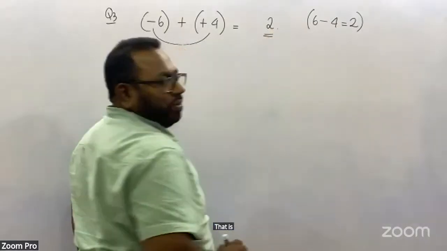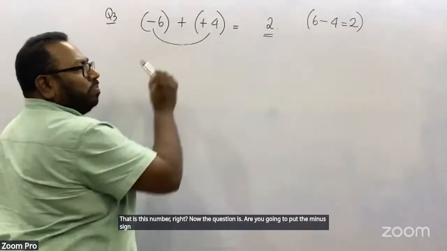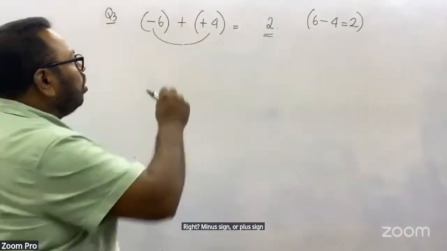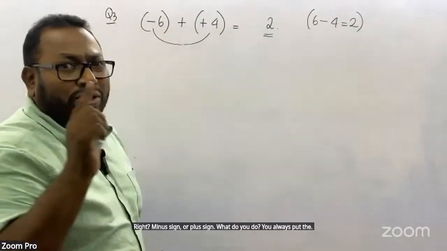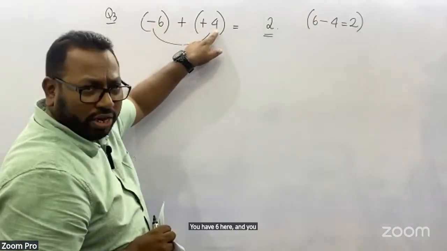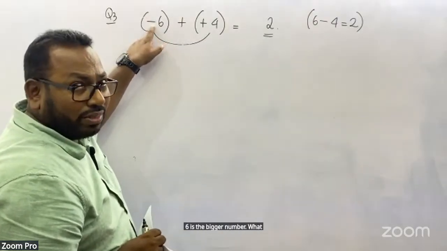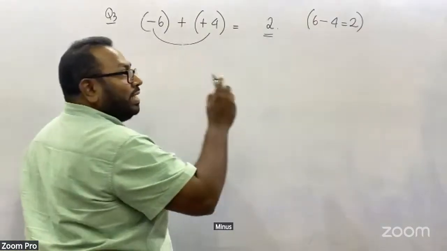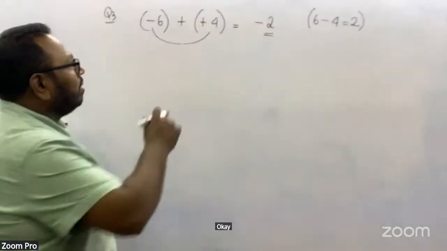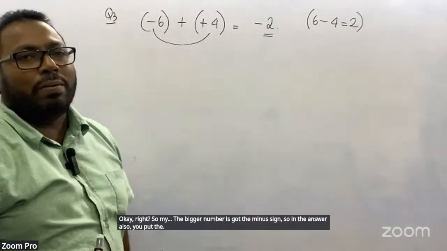That is this number. Now the question is, are you going to put the minus sign or the plus sign? You always look for the bigger number. What is the bigger number here? You have 6 here and 4 here. 6 is the bigger number. What is the sign with the bigger number? Minus. So that is what you put in the answer also. So the bigger number has got the minus sign, and in the answer also you put the minus sign.